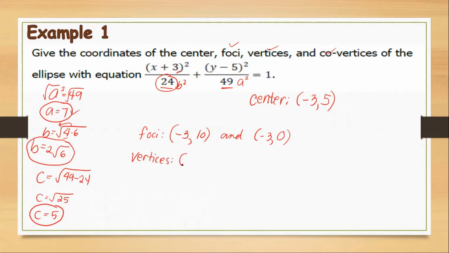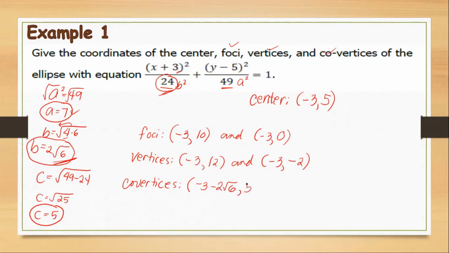Let's have the vertices. We have 7 units from the center. So that is negative 3, 5 plus 7 is 12, and negative 3, 5 minus 7 is negative 2. Those are the vertices of our ellipse. And lastly, let's find the co-vertices. Take note that your x will move here. So we have negative 3 minus 2 square root of 6, and the coordinate is 5. And for the other one, we have negative 3 plus 2 square root of 6, positive 5. That will be for our example 1.